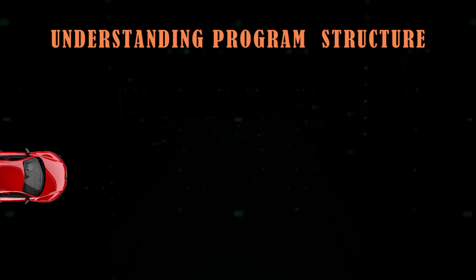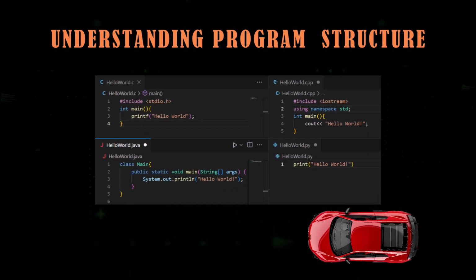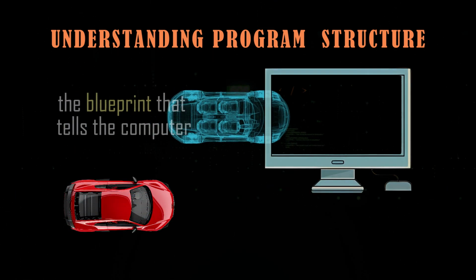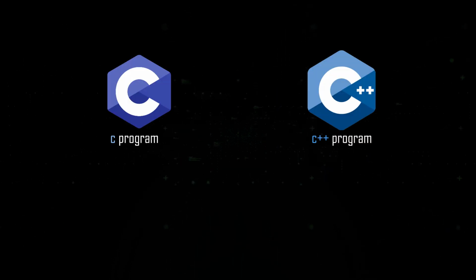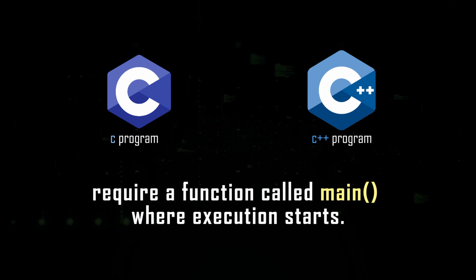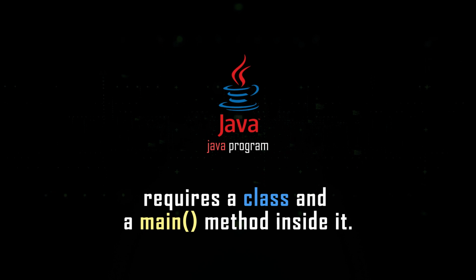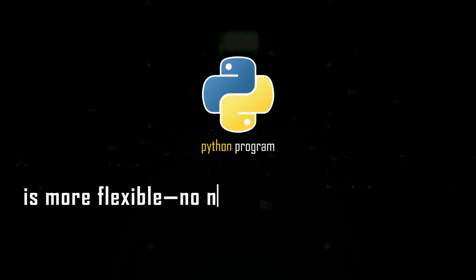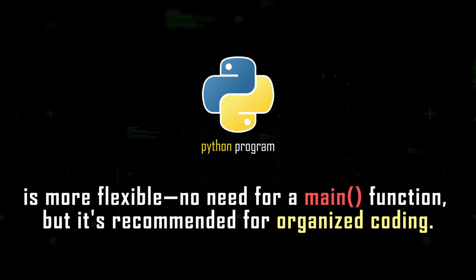Understanding program structure. Every programming language has a specific way of organizing code. This is what we call program structure. Think of it as the blueprint that tells the computer how to interpret and run your instructions. C and C++ require a function called main, where execution starts. Java requires a class and a main method inside it. Python is more flexible, no need for a main function, but it's recommended for organized coding.